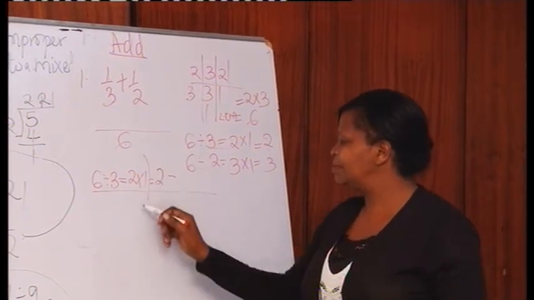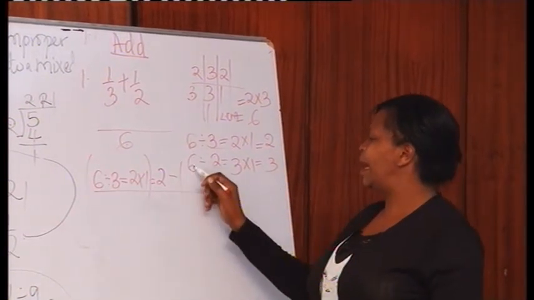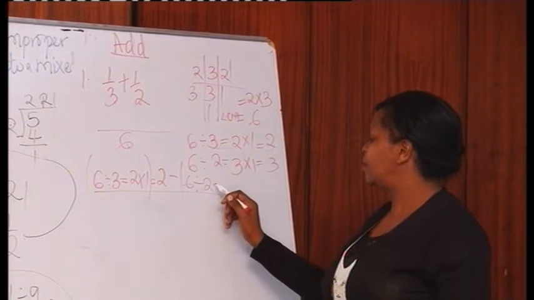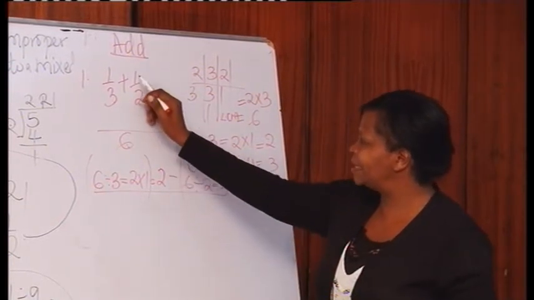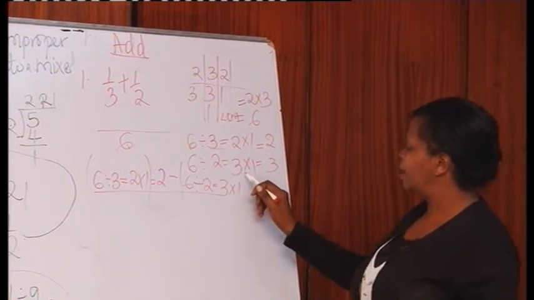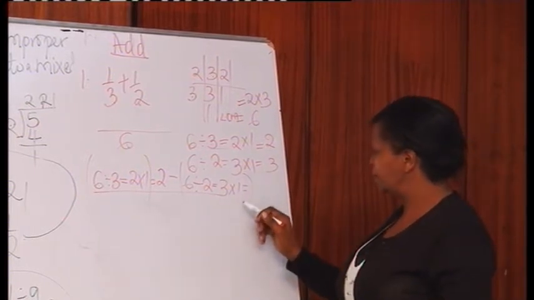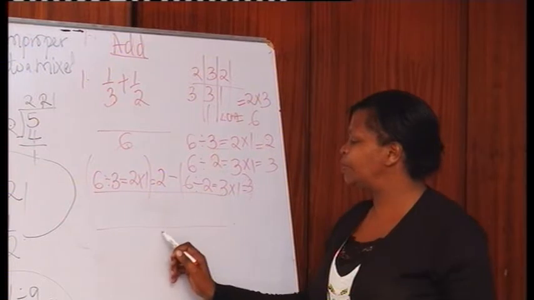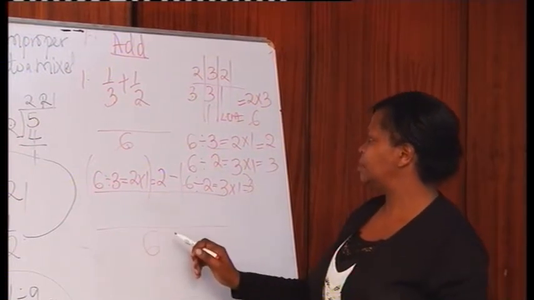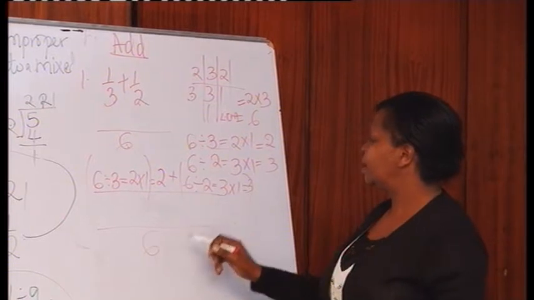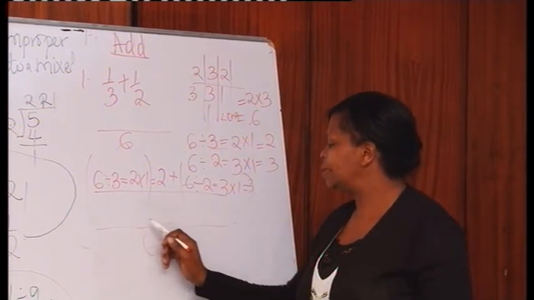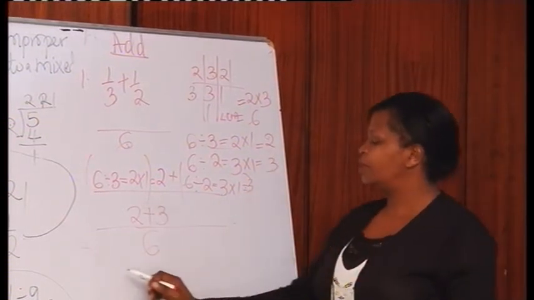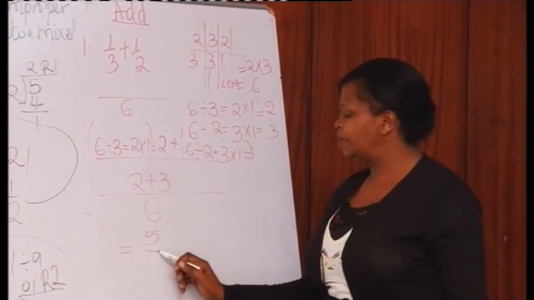Then minus, this is done together. Now minus 6, which is this one, divided by 2 here, the way I did it. And I got the answer as 3. Then after getting the 3, I multiplied by 1 to get 3. So in short, it's supposed to be 6 over 6, and 2 plus 3, so that you can get 5 over 6.